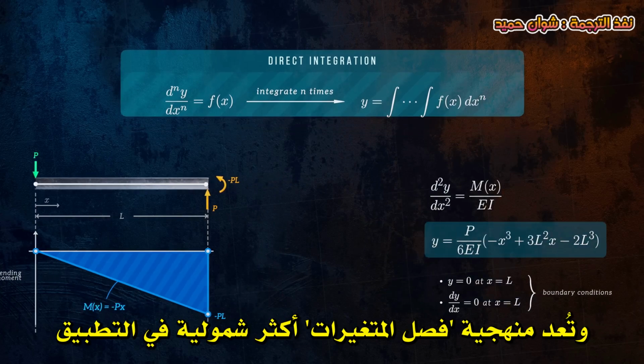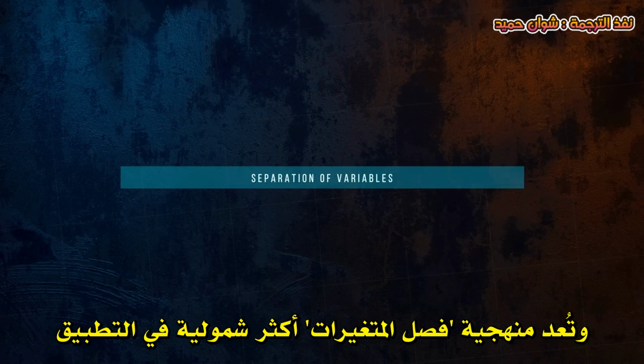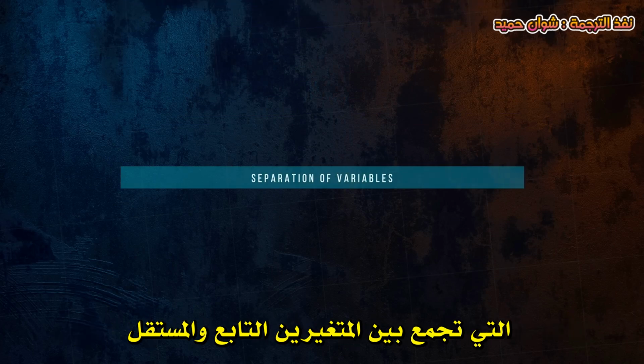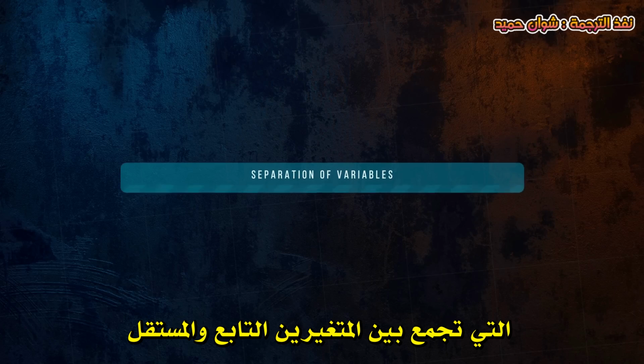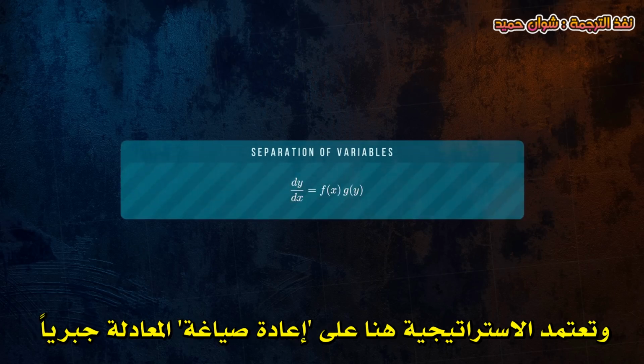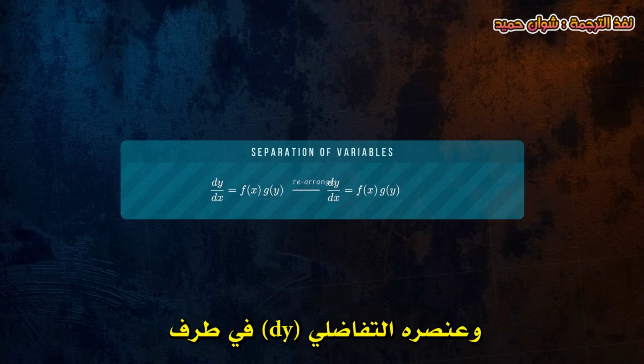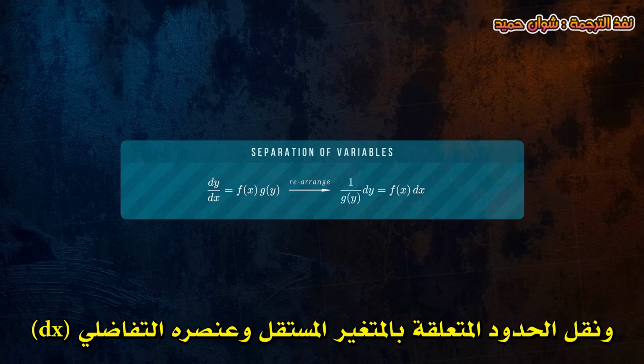The separation of variables method is a bit more versatile. It's usually applied to first-order equations that contain both the dependent and independent variables. The idea is to rearrange the equation so that all terms involving the dependent variable, including its differential, dy in this case, are on one side, and all terms involving the independent variable and its differential dx are on the other.